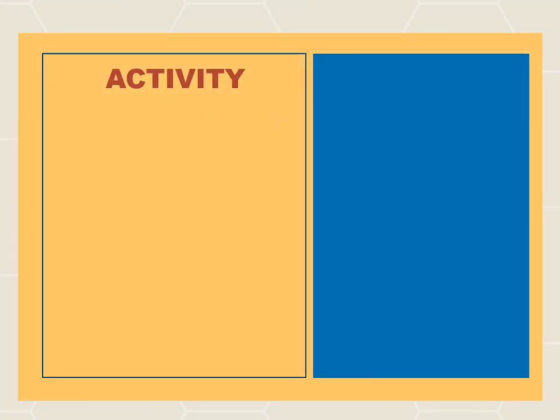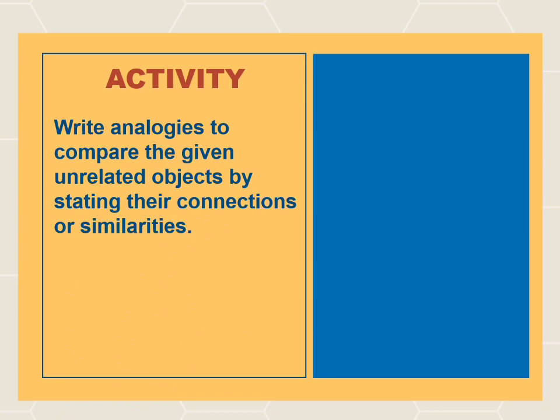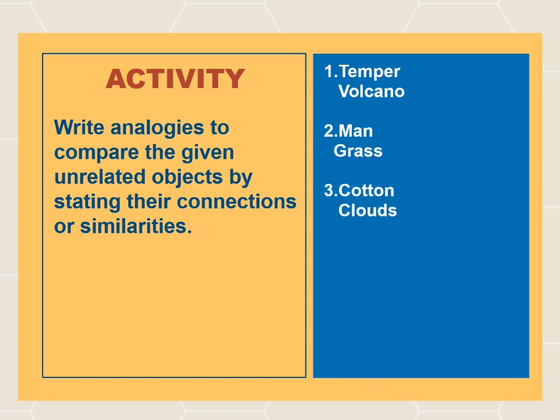Now that we are done discussing analogy, its meaning, examples, and types, here is an exercise for you. Write analogies to compare the given unrelated objects by stating their connections or similarities. The given terms are: 1, temper and volcano; 2, man and grass; 3, cotton and clouds; 4, life and will; and last, president and captain of a ship. Your time starts now.